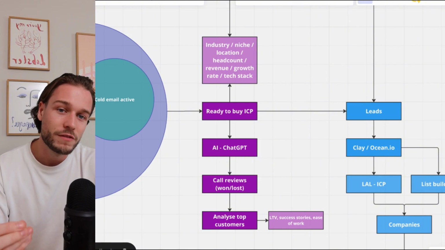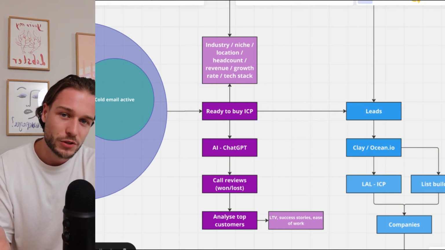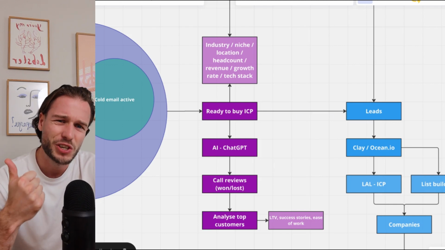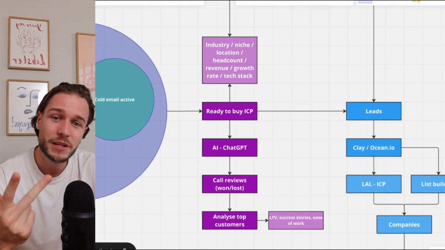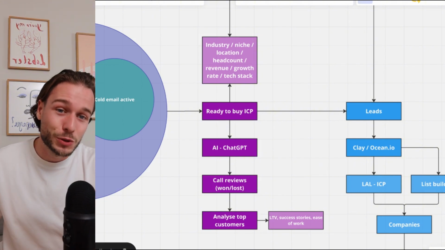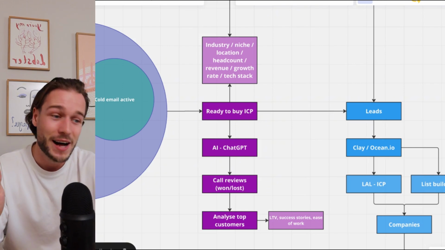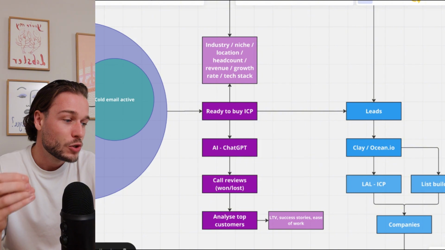So we're reviewing call reviews, we're using AI, and then you can also analyze your top customers. So look at the people that have had the longest lifetime value with you, so stuck around for the most amount of time, people that have had the best success stories, and the people that have been the easiest for you to work with, because that is also important when it comes to determining who your ideal client profile is. Okay, so all of these things will allow you to put together your ICP.